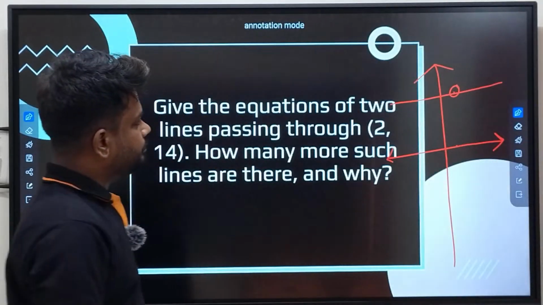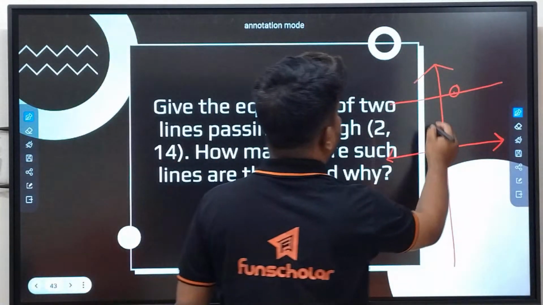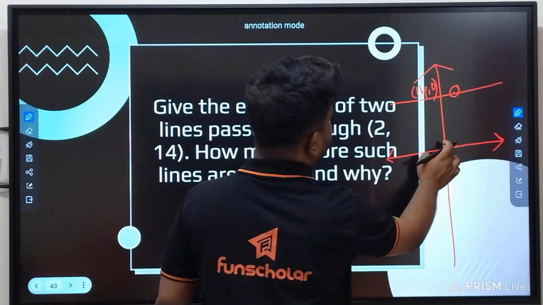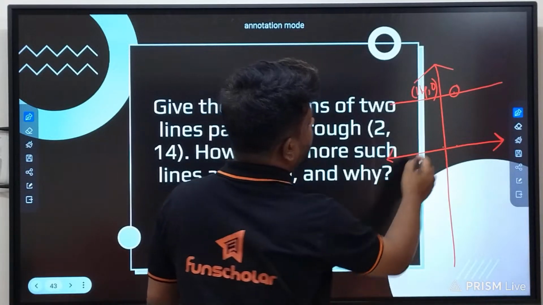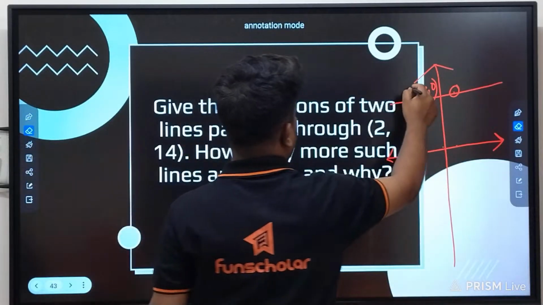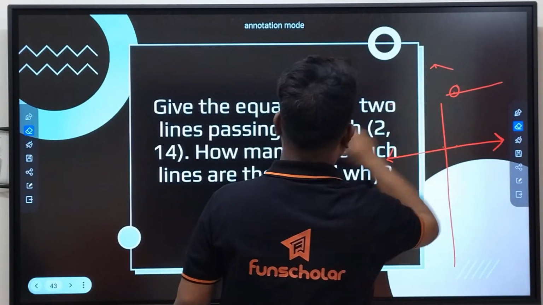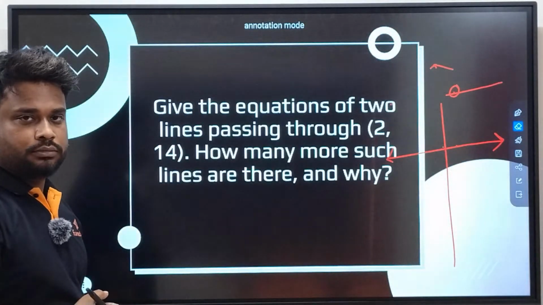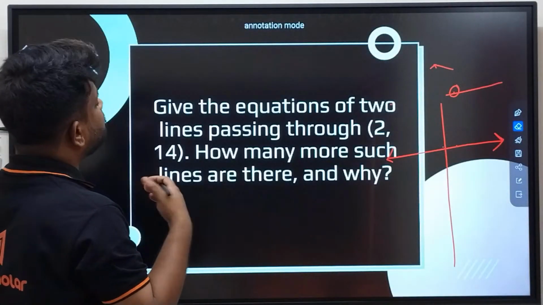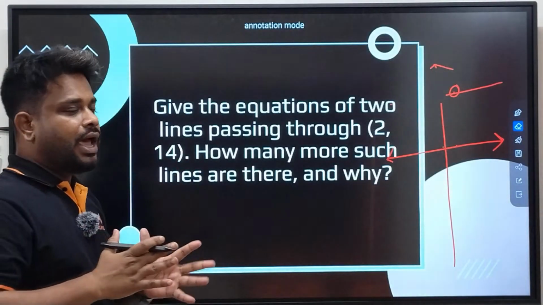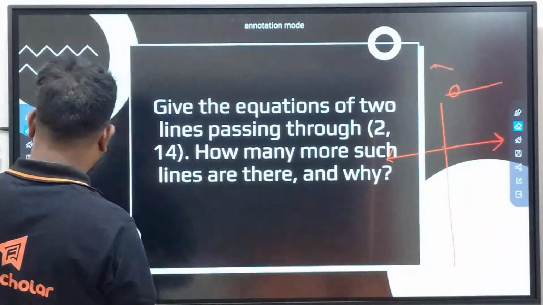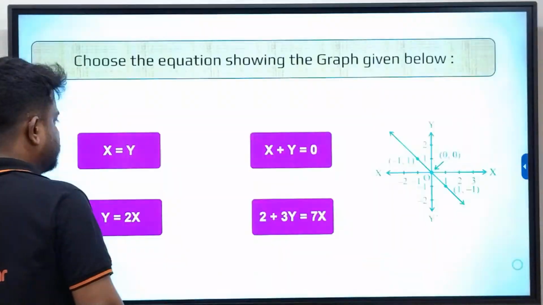If I want to take any other point whose line will pass through this point, it can be 0, 14. From the image we can tell that if I draw 0, 14 here, it will pass through the 2, 14 point. Next, how many more such lines? One we have already done, and there will be so many, maybe infinite. Okay, let's see in the examples.